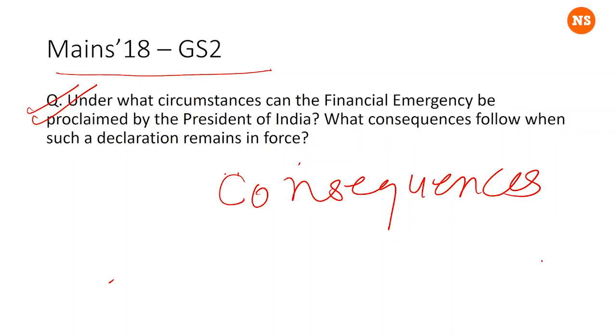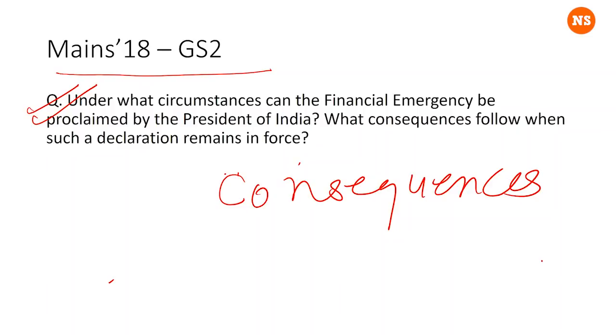You've talked about the length and breadth of financial emergency, about the present situation, about how it affects the autonomy of the states or how it doesn't affect, and it would fetch you good marks. Let's move on to another question and see how we can write that.